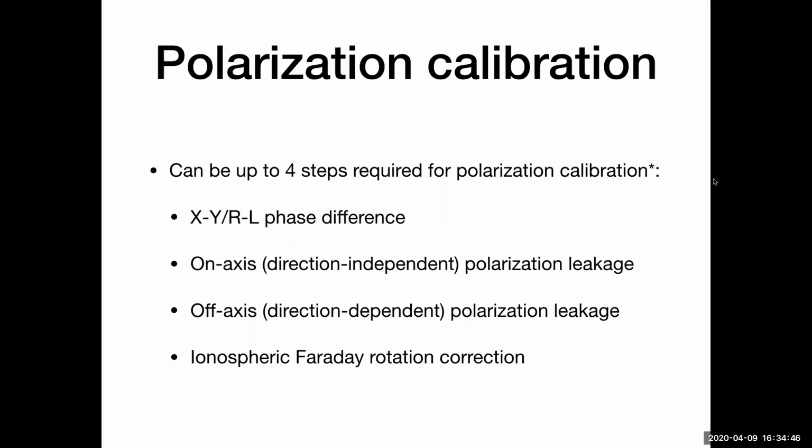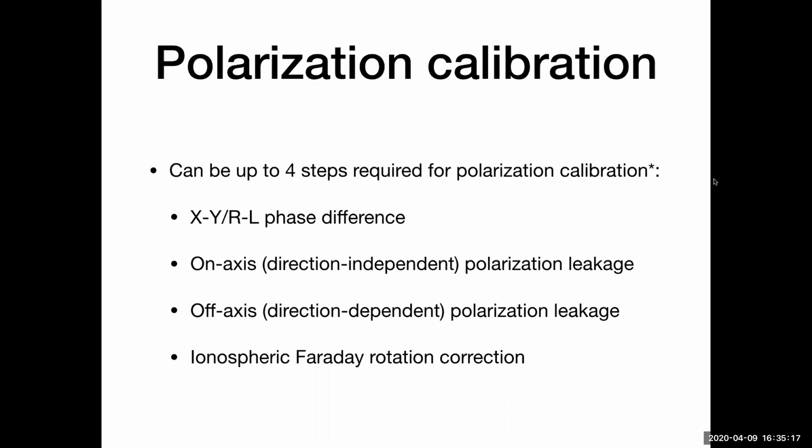Okay, so having gone through all the theoretical, mathematical basis of all of this, I wanted to talk a little bit about polarization calibration with interferometry data. And so this can involve a number of steps. I was able to think of 4 of them. There may be others that I'm not aware of, depending on different telescopes working differently.